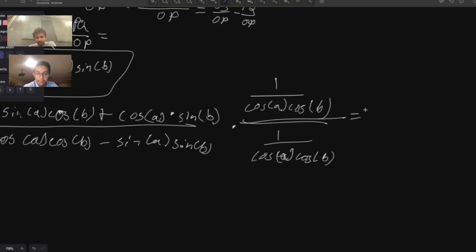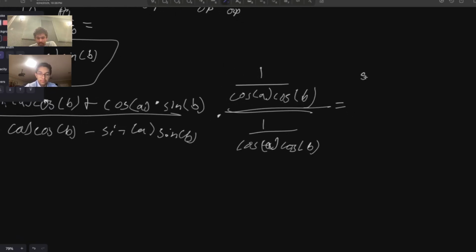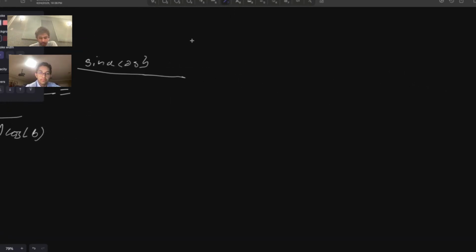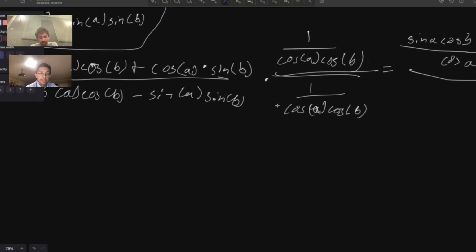If I simplify this, we get sine A cosine B plus cosine A sine B, all over cosine A cosine B. You see how some of these terms would cancel if we split this apart, right? Oh, and this is only for the numerator. We still have to consider the cosine of A plus B on the bottom.